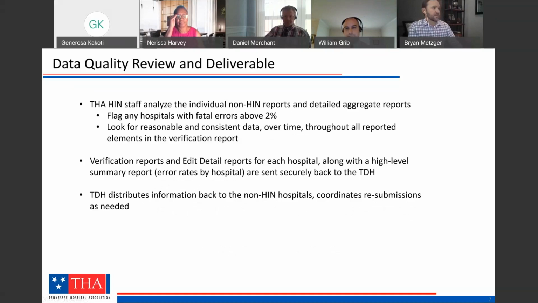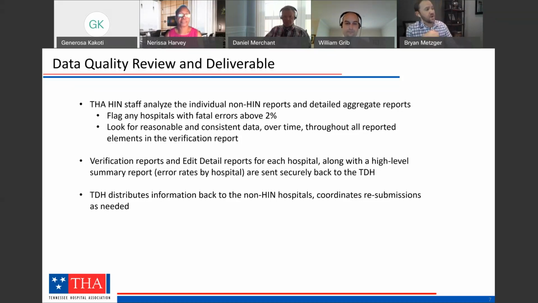So getting back to the process for non-member hospitals, the members of my team submit that data to Heidi. They analyze those two reports at a pretty high level for each hospital, and we flag any hospitals that have a fatal error rate above 2%, and we check the reasonableness on the verification report to see if we see any major shifts in volumes.